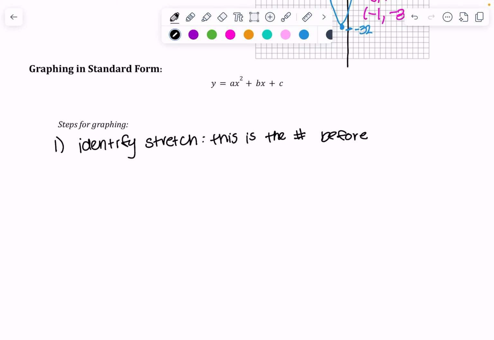I don't love to say that it's the first number in our equation, because sometimes we can write quadratics kind of backwards. And then we still need to look at the number before our x squared to figure out if we have a stretch or if we're opening up or down. So stretch is the number before x squared, and this is our a value when we go to put this equation in graphing form.